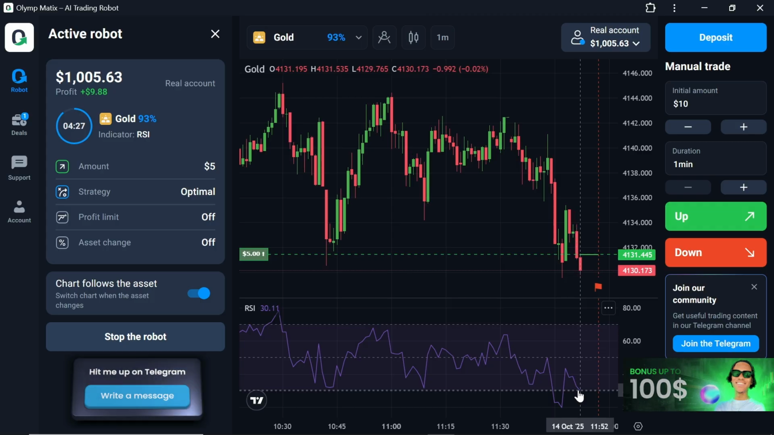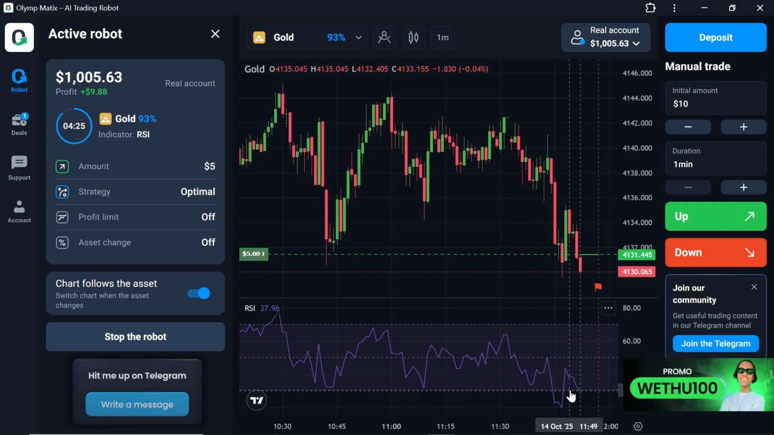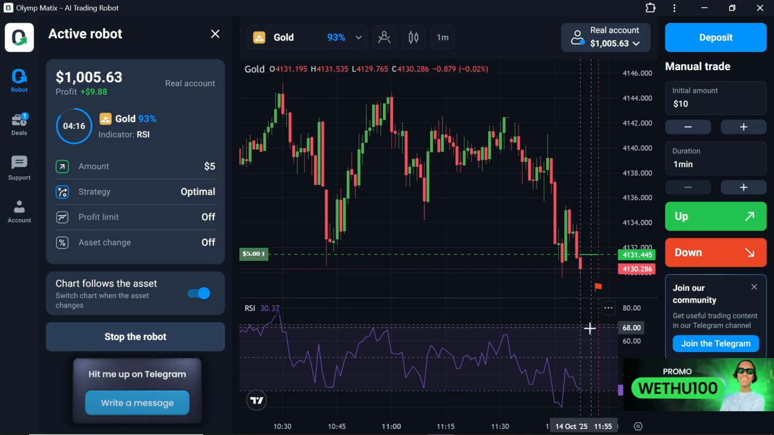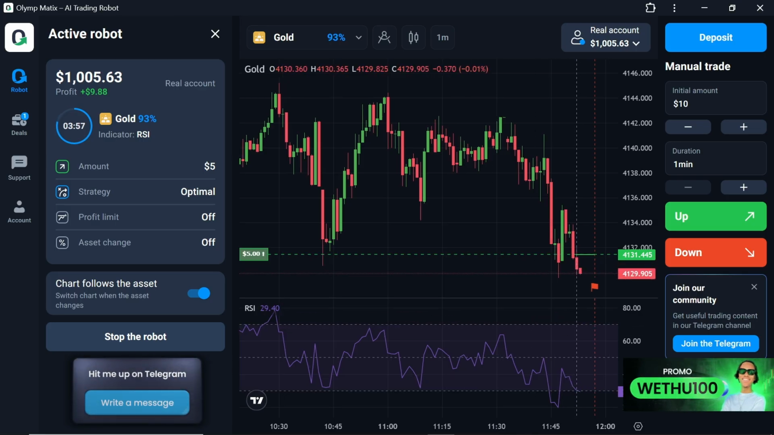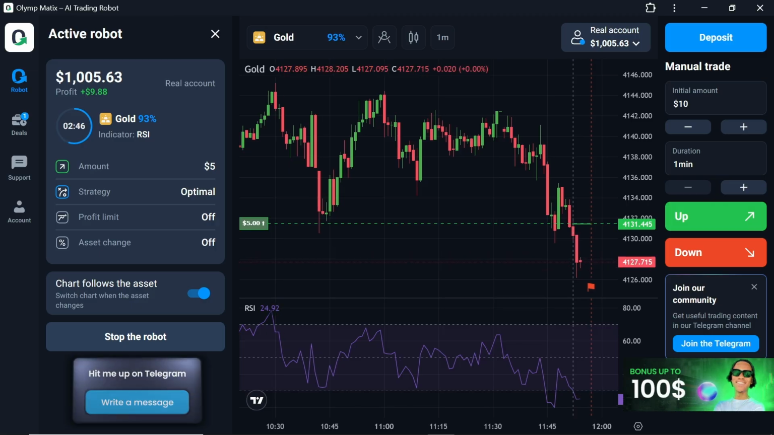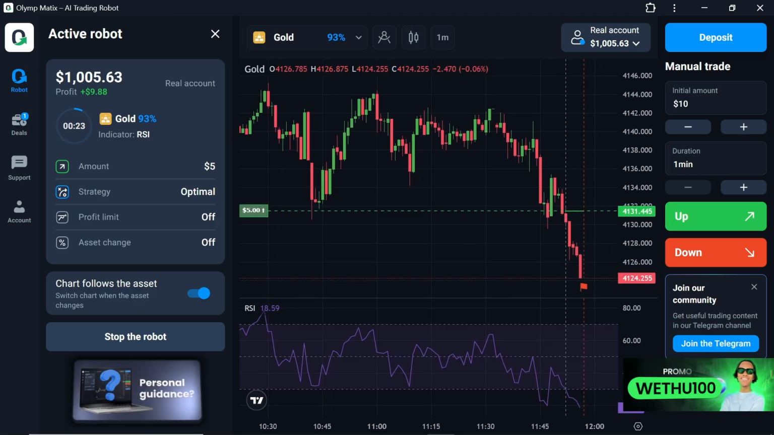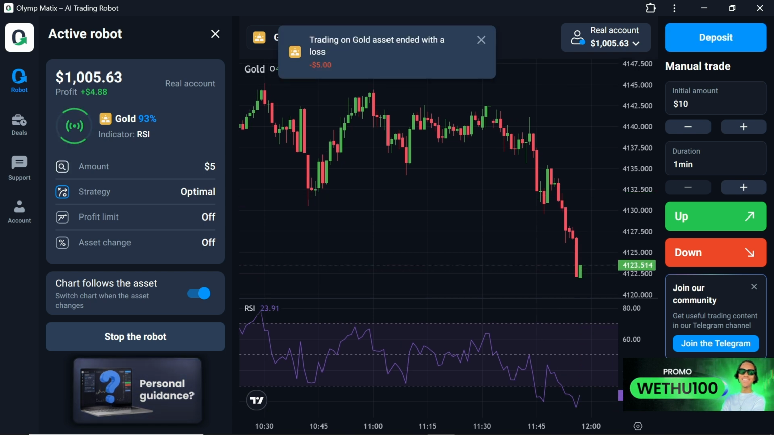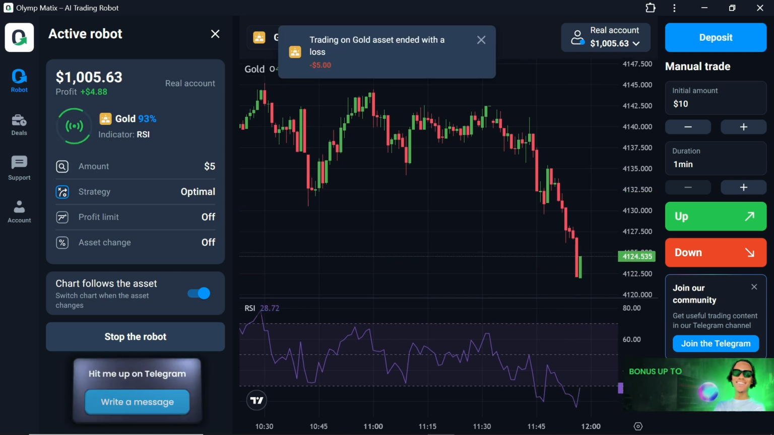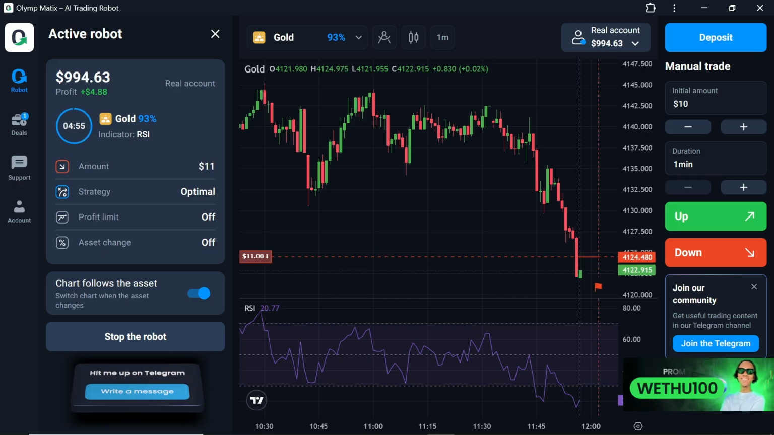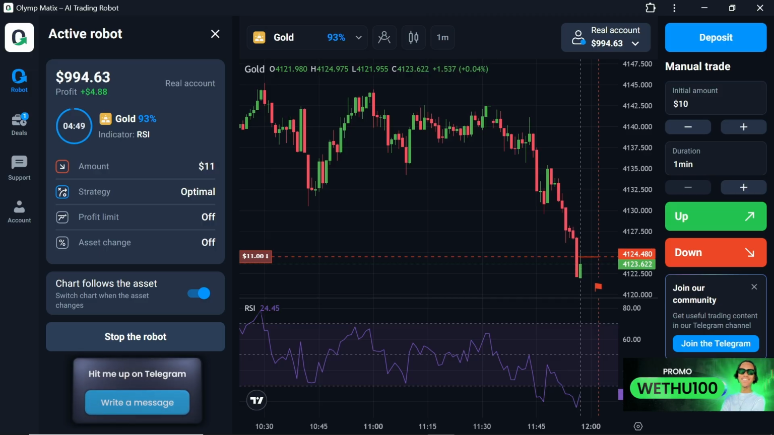So right now the robot did take a buy because we're at the support level as well. On the RSI, we're at the bottom at the 30 level, so it's highly likely the robot was gonna take a buy, you understand, because we're trading based on the RSI. Okay, that one was a loss, still no problem, because you know how we recover this, right? We just recover in a single trade when using the optimal strategy.